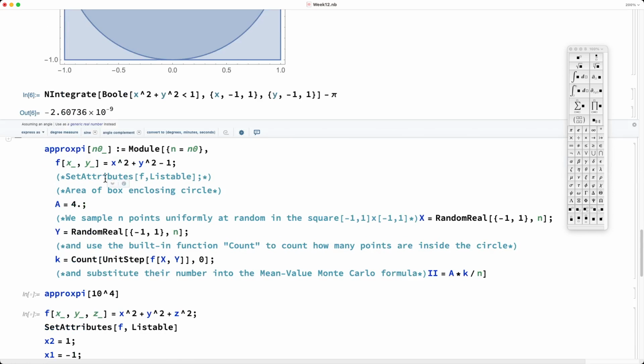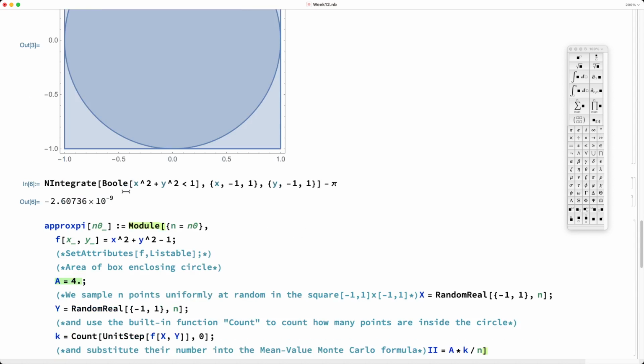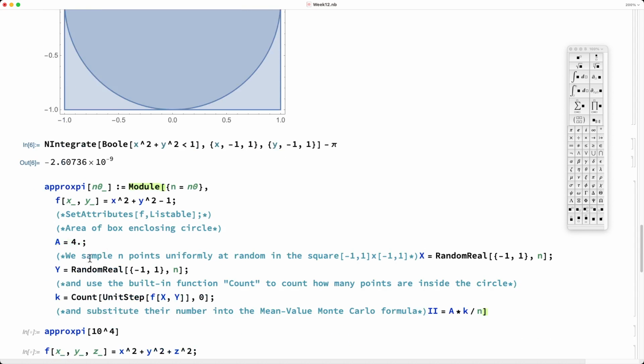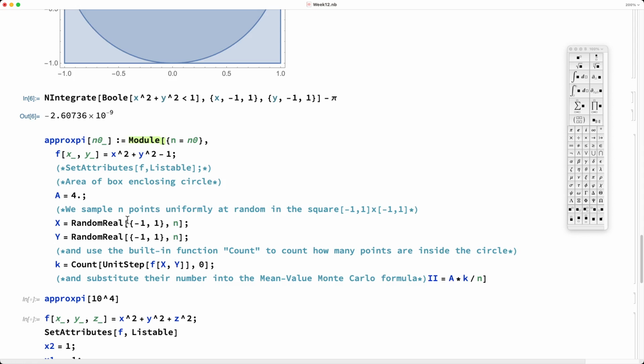Okay, so our module will use the area of the square, which goes from -1 to 1 and then -1 to 1 in the x and y directions. So the total area is 2 by 2, which is 4. And then we will sample uniformly in the square, -1 to 1 for the x coordinate and -1 to 1 for the y coordinate.